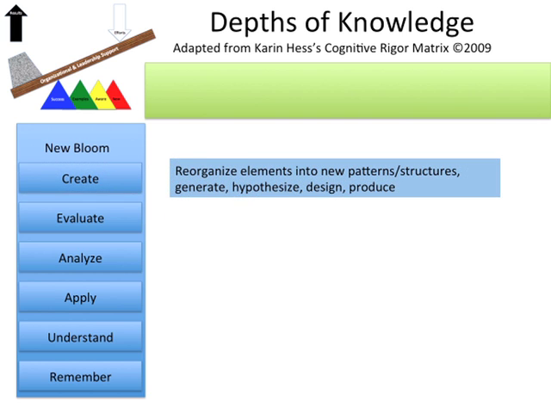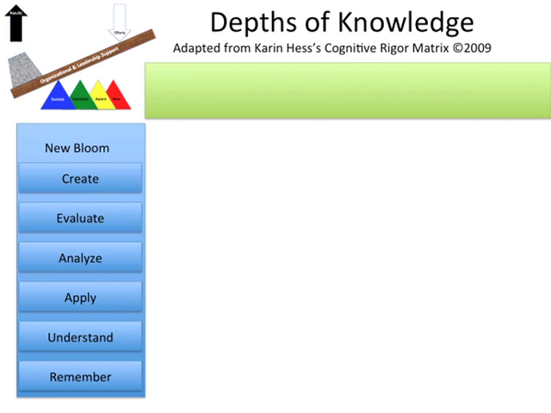Bloom places creation at the highest level of the hierarchy. In this case, something new is coming into existence, which could be reorganizing elements into new patterns and structures. We're functioning at the highest level of Bloom when we're guiding our students to product-based learning. So Karen Hess has taken Bloom and has correlated it to the depth of knowledge that we see in Webb's system. Here's an overview of that system.